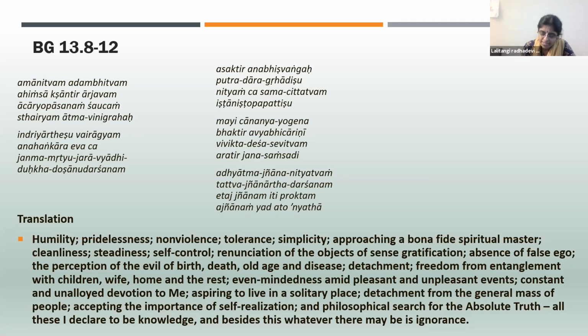I mean, amazing. And after that, in text 8 to 12, he speaks about what he considers as knowledge. And he is giving a decisive statement that besides this, whatever there may be is ignorance. So what is it that he considers as knowledge? Let's see. Anyone wants to chant? Maybe we can all take turns chanting each verse.